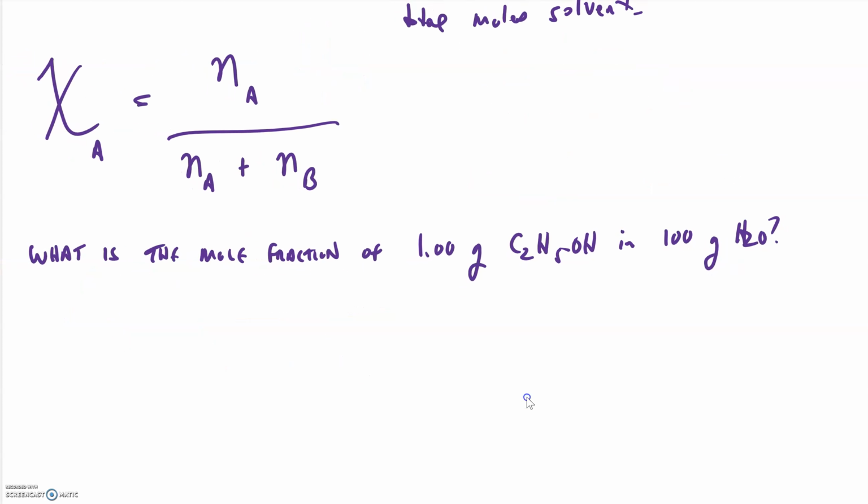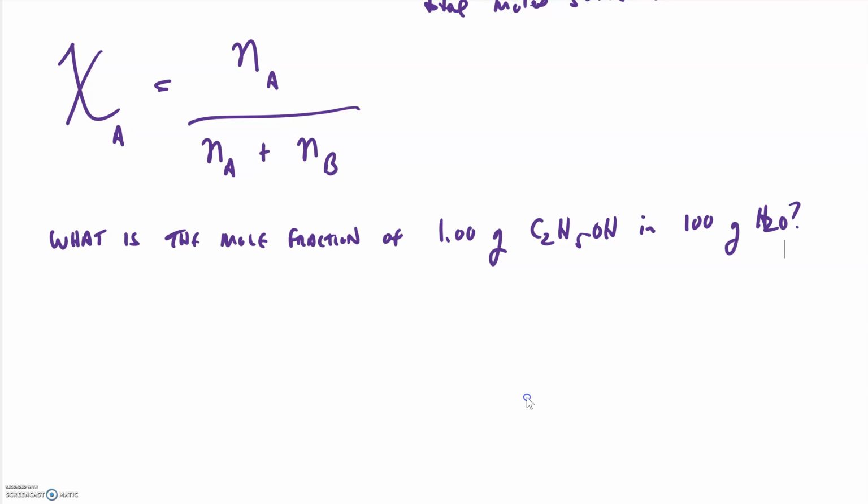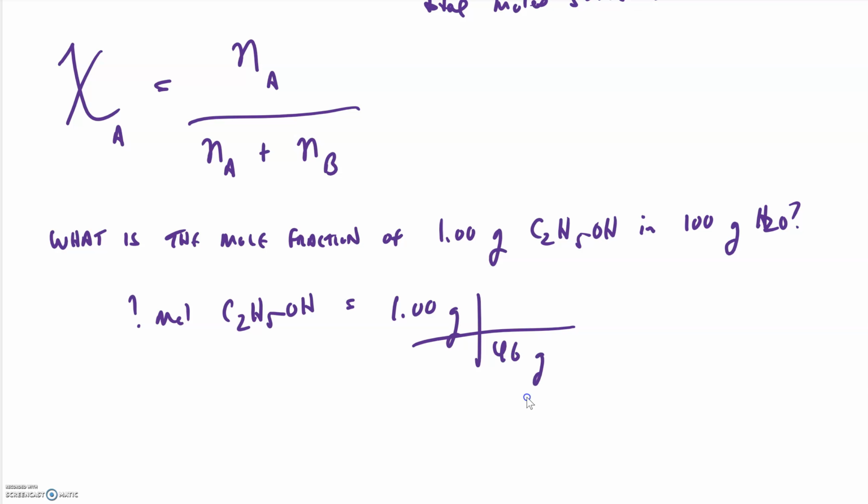It says, what is the mole fraction of 1 gram of ethanol in 100 grams of water? So the first thing that we're going to want to do is find out how many moles of each of these we have, and we used ethanol before. So how many moles of ethanol if we have 1 gram, and the molar mass is 46 grams in 1 mole. That's fairly straightforward, which is 0.0217 moles of ethanol, C2H5OH.